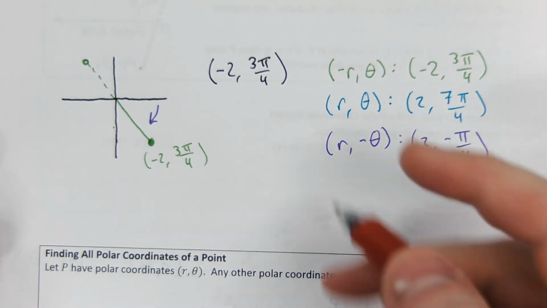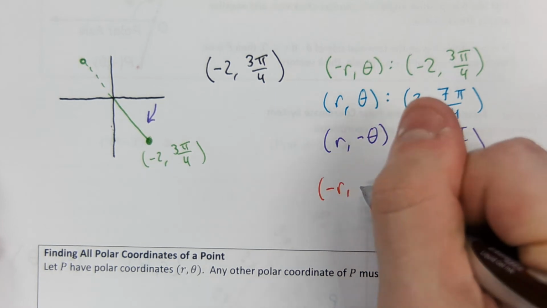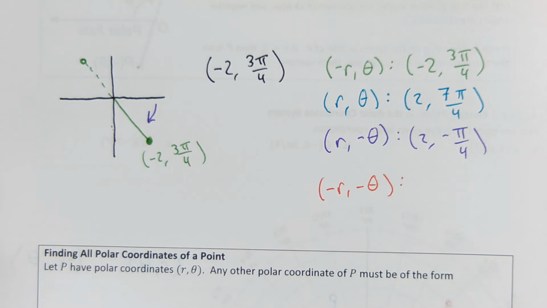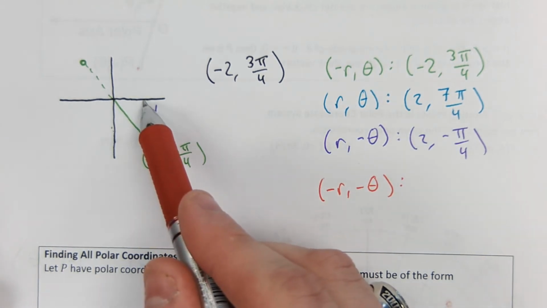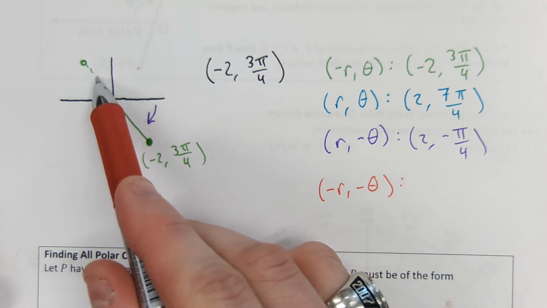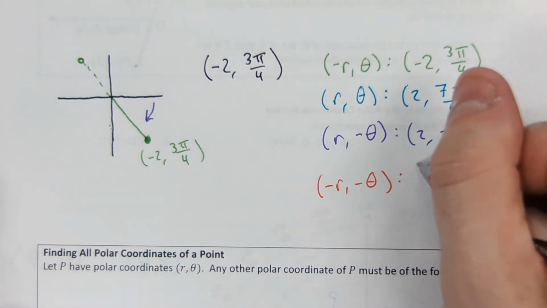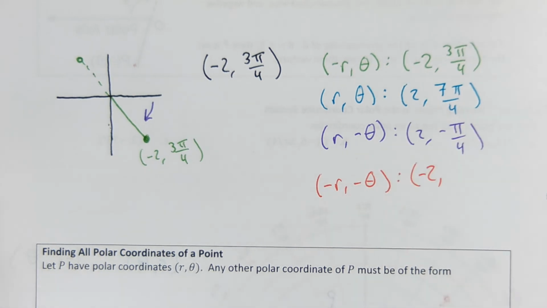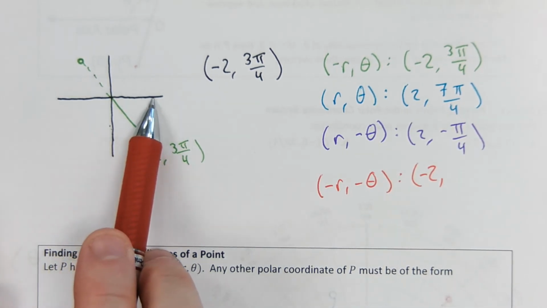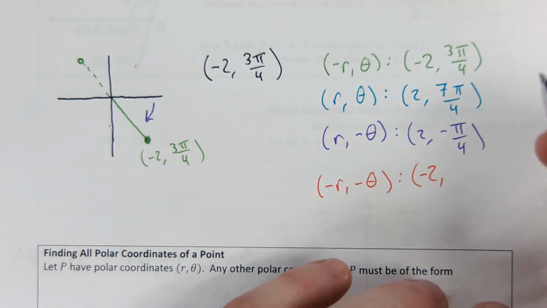And then the last one would have been both negative. Negative theta means you're turning clockwise. Negative r means you're landing on the dotted ray. So start here, go clockwise to here. We already know it's going to be -2 as the radius, but what negative angle gets you to here from here? -5 pi over 4.